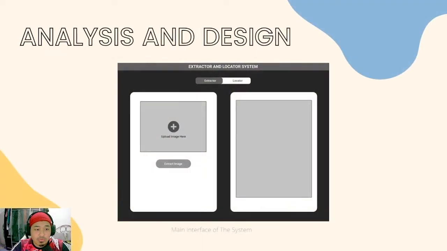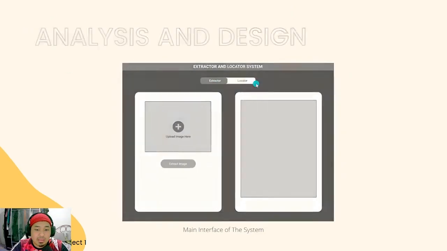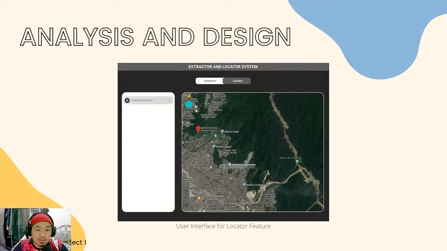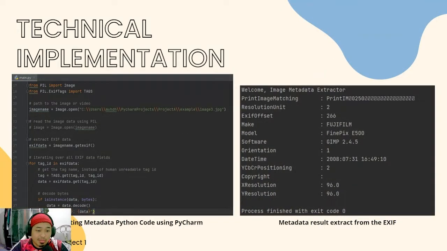Next, we're going to the analysis and design. This is the design, not the sketch. This is the design that I did using Figma. This is actually the extractor. As you can see, there's a tab here which shows the extractor. The next step is the locator. Here you can see the locator. This is the Google Maps API that I mentioned before, and you can locate the coordinates using the coordinate here. Next, we're going to the technical implementation.